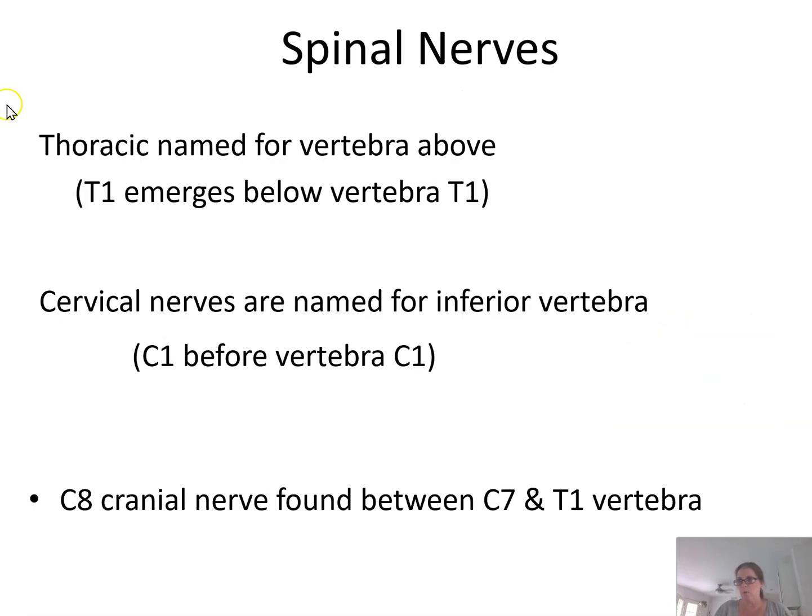Now, how do we name them? Well, we name them according to the area. So just like we did vertebra, right? We did the letter and the number. So we use a similar naming system, but they're a little bit different. So all the thoracic spinal nerves are named for the vertebra that's above, and all the cervical cranial nerves are named for the vertebra that's below.